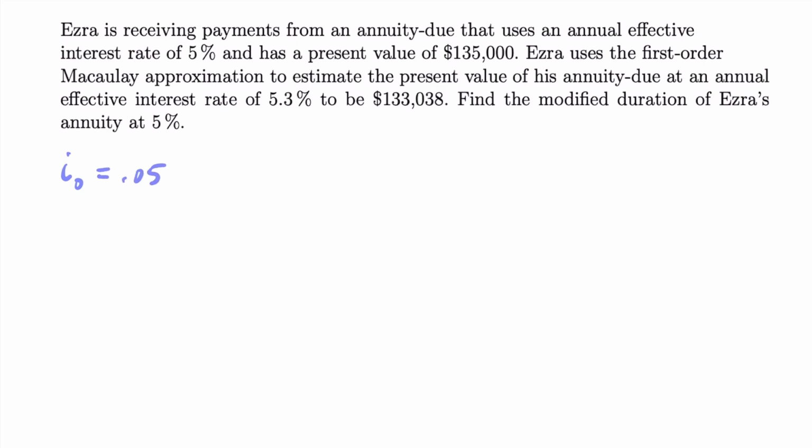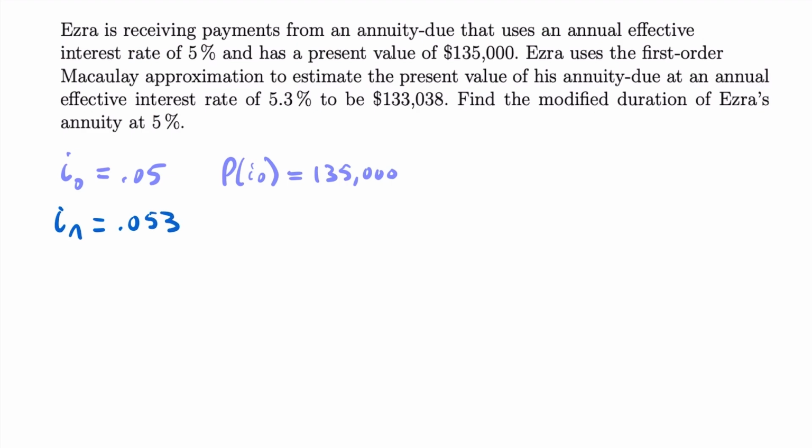That's 5% as a decimal. We know that the original present value at that interest rate is $135,000. So the price or present value at the original interest rate is $135,000. And we're told that he uses the first order Macaulay approximation to estimate the present value at the new interest rate of 5.3%. So we know that I sub n is equal to 0.053. That's the new interest rate.